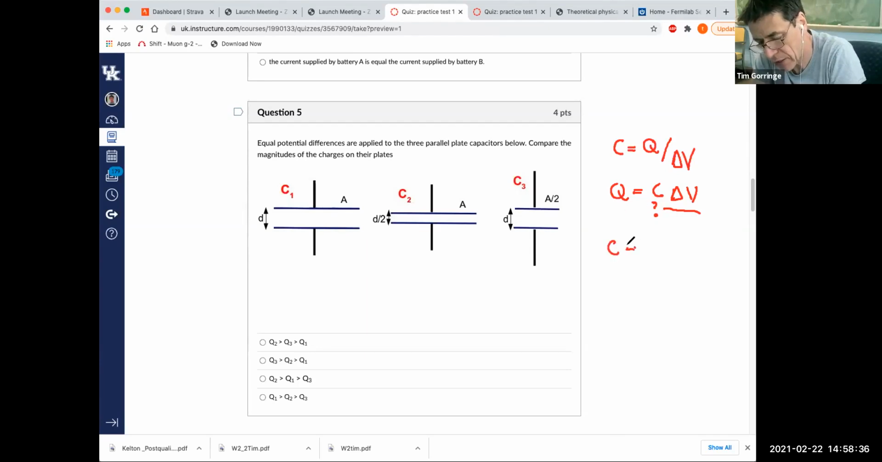Think about the equation for the capacitance of a parallel plate capacitor. So it's permittivity of free space times the area of the plates divided by the separation of the plates. So big area makes a big capacitance. Small separation also makes a big capacitance.